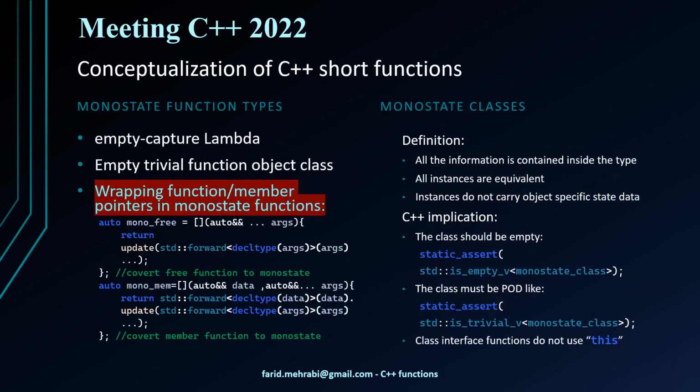Now we are going to review the least memory demanding category of callables in C++. But before that, we should take a look at the monostate category of classes.